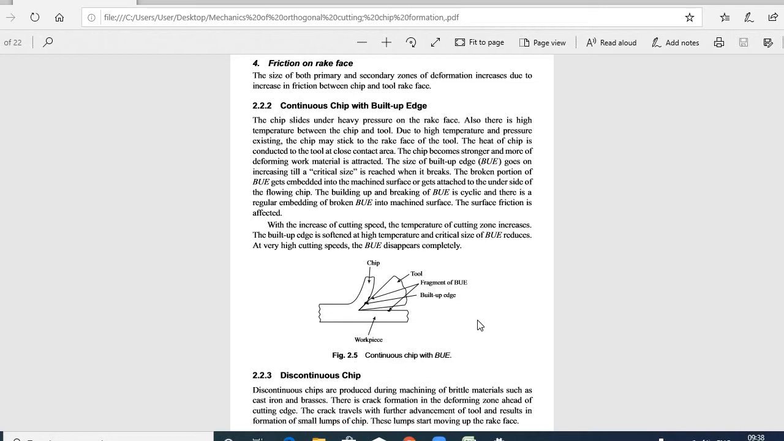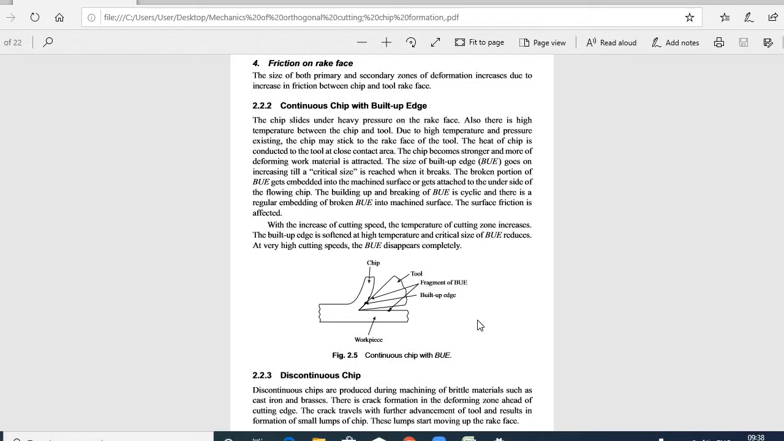Also there is high temperature between the chip and the tool. Due to high temperature and pressure, the chip may stick to the rake face of the tool. The heat of the chip is conducted to the tool at the close contact area. The chip becomes stronger and more of the deforming work material is attracted. The size of the built-up edge goes on increasing till a critical size. When it reaches the critical size, it breaks.